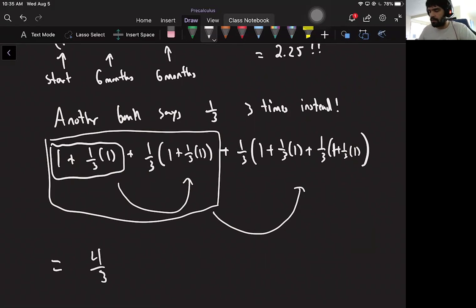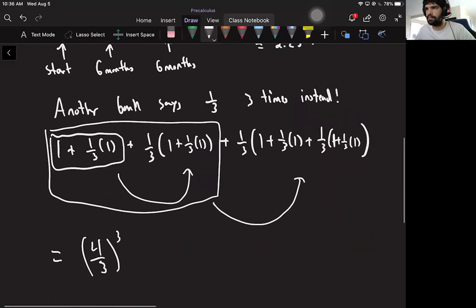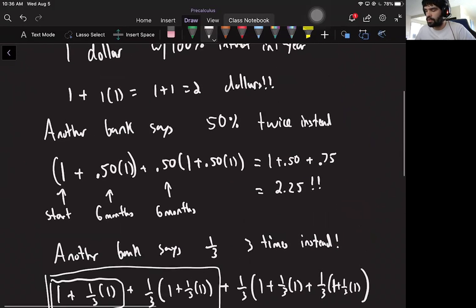So what's 1 1/3? 4/3. 4/3 to the, sorry, let me verify something. 4/3 to the 3rd power. And up here, this was actually 3/2 to the 2nd power.